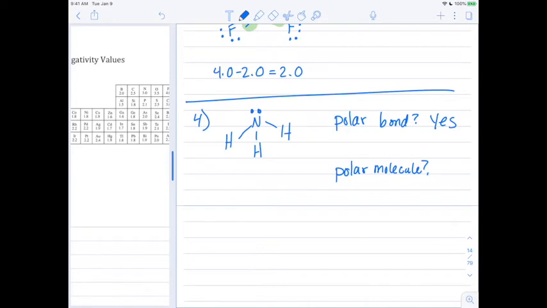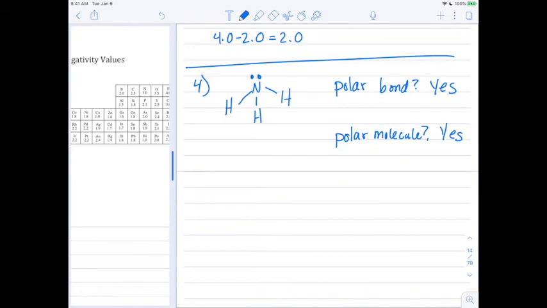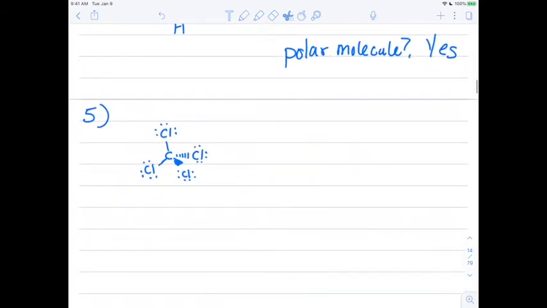All right, so what about the molecule? Is the molecule polar? Yes, absolutely. It has a non-symmetrical shape, so it is immediately polar. Any questions about NH3? All right, so next up we had carbon tetrachloride, CCl4. Did it have any polar bonds in there? Yes, definitely. Any questions about why we could say it has polar bonds?